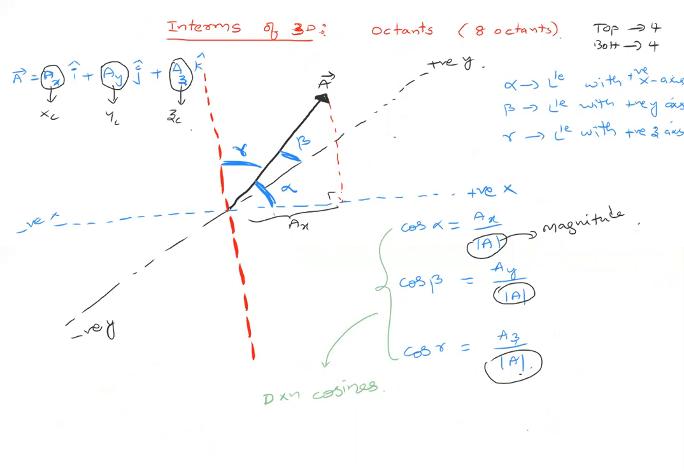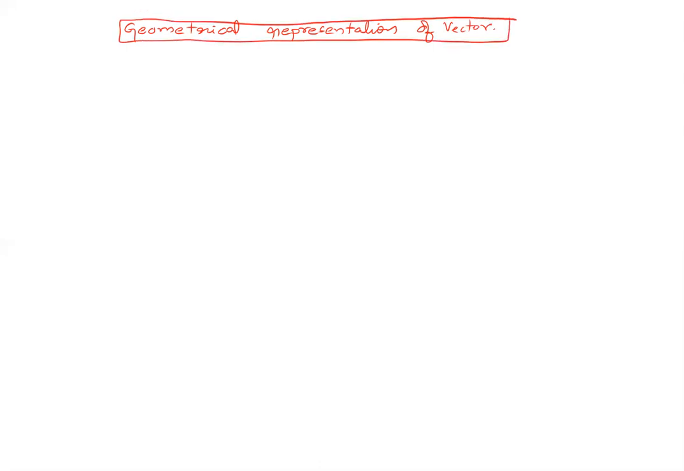Now we will enter into the core part, the core part of vectors. We'll start with the geometrical representation of a vector. Geometrical representation of a vector is what we are going to see now. So what is it that we are going to see, I'll tell you.